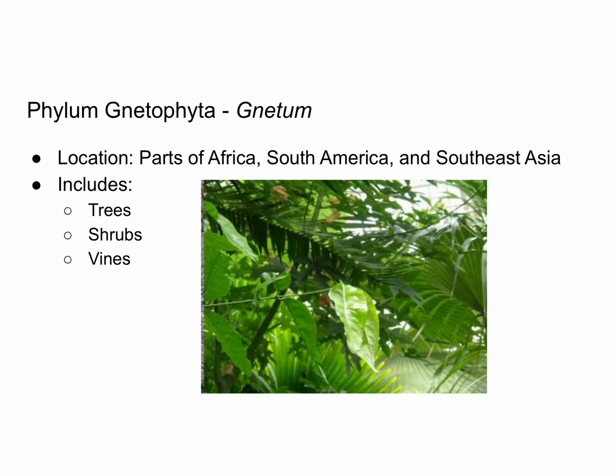The genus Gnetum is found in parts of Africa, South America, and Southeast Asia, and they include trees, shrubs, and vines, like what is shown in the picture here.